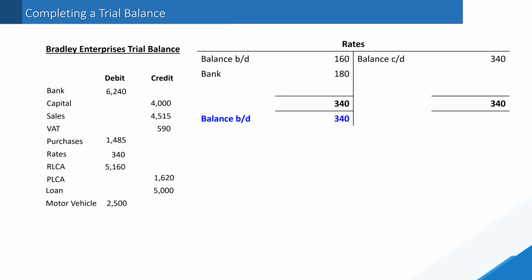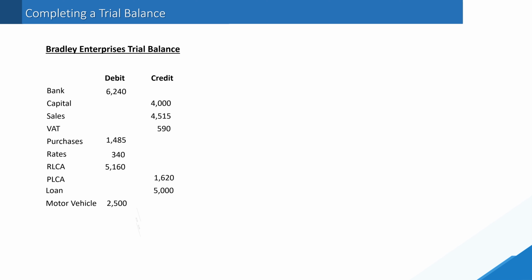If we have completed the double entry throughout this presentation correctly, we should now end up with a trial balance which agrees. Our debits and our credits should now balance. And they do. And that provides confidence that the double entry we've completed throughout this activity is correct.